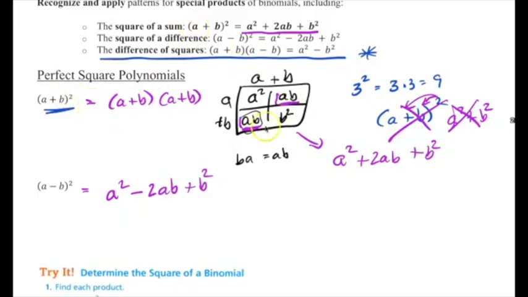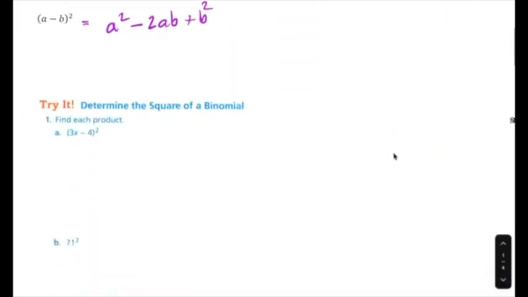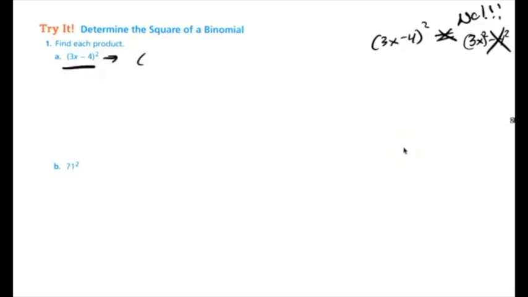Instead of going through all this hassle here, you can just go, wait, oh, I see, it's a perfect square. It's going to be the first one squared plus 2 times both of these multiplied together plus the last one squared. Okay. Like here, this is to show what not to do. This is not 3x squared minus 4 squared. Not that. It's not what you do. When it's squared, you multiply by itself. 3x minus 4 times 3x minus 4.